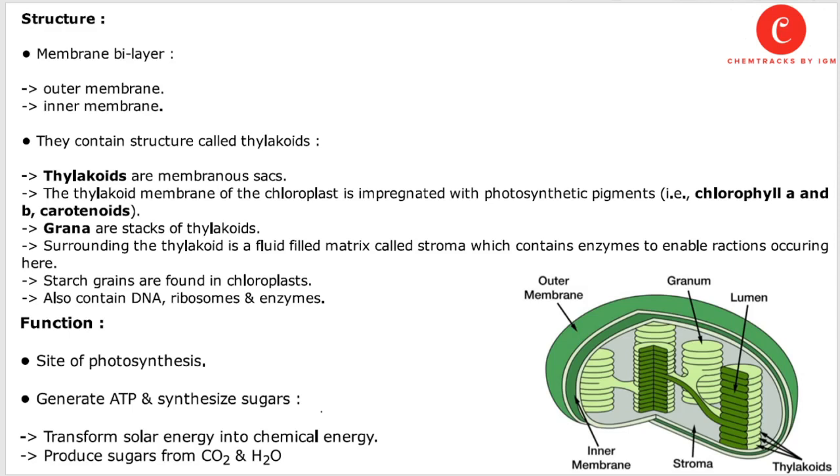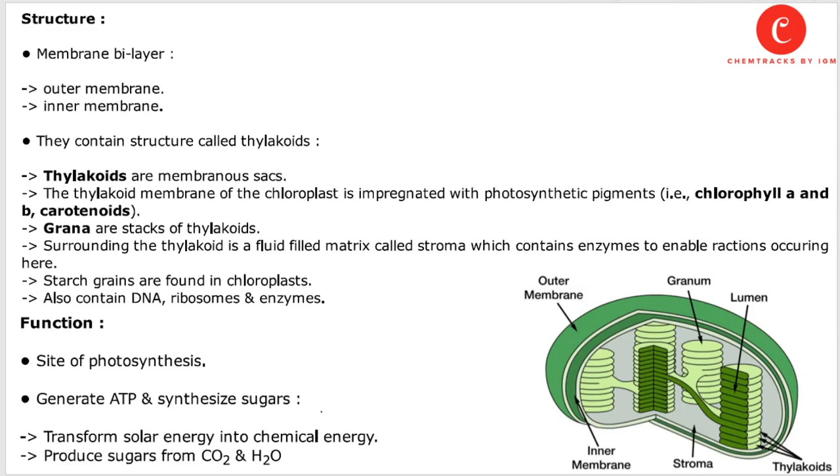The structure of chloroplast also consists of a double layer, known as the membrane bilayer. One is the outer membrane and the other is the inner membrane. They contain structures called thylakoids, and thylakoids are basically membranous sacs. The thylakoid membrane of the chloroplast is impregnated with the photosynthetic pigments chlorophyll A and B, and then the carotenoids. Grana are the stacks of thylakoids.